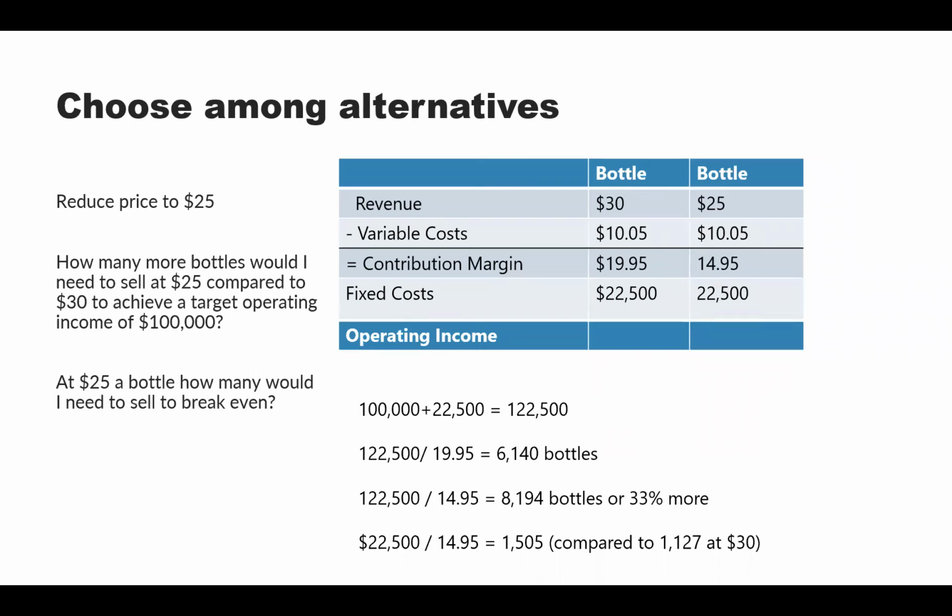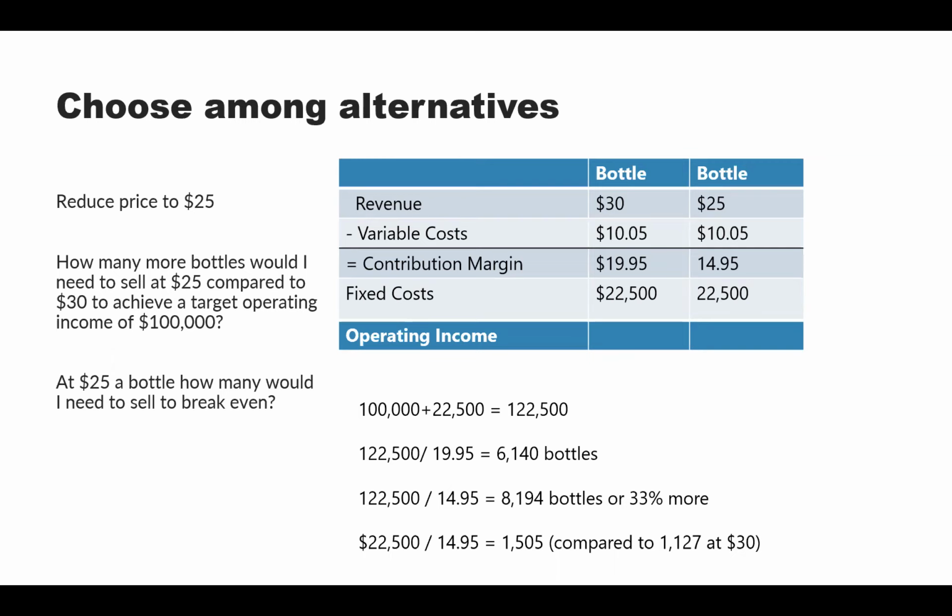Another alternative could be, what happens if I reduce my prices? So how many more bottles would I need to sell at $25 compared to $30 to achieve my target operating income? At $25 a bottle, how many would I then need to sell to even break even? So it's the same: you've got your target operating income of $100,000, that's your goal, plus the fixed costs, so you have the 122,500.